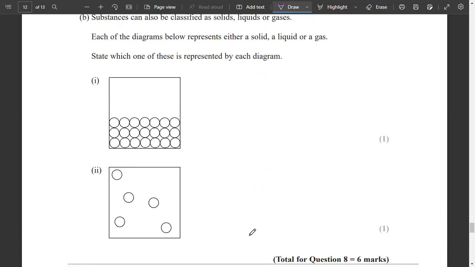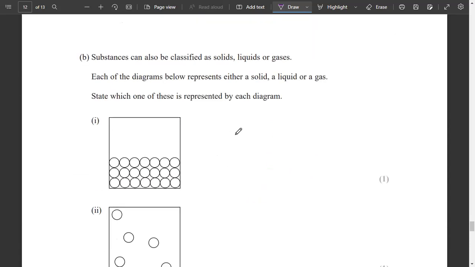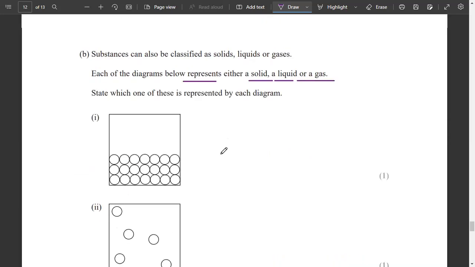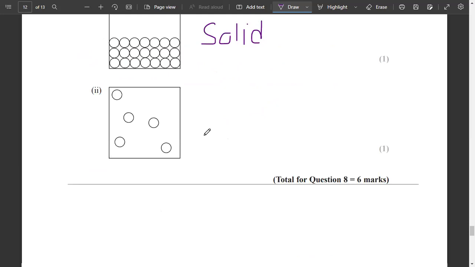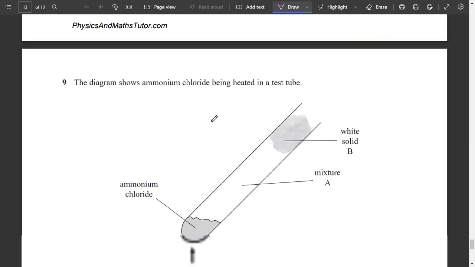Substances can also be classified as solids, liquids, or gases. Each of the diagrams below represents either a solid, liquid, or a gas. State which one of these is represented by each diagram. तो आपके पास यहाँ पे वन में कौन सी है? Obviously ये आपके पास एक solid है. और आपके पास टू क्या? Is it a liquid or is it a gas? It is a gas. ये आपके पास दोनों correct answers हो गए, solid and gas.